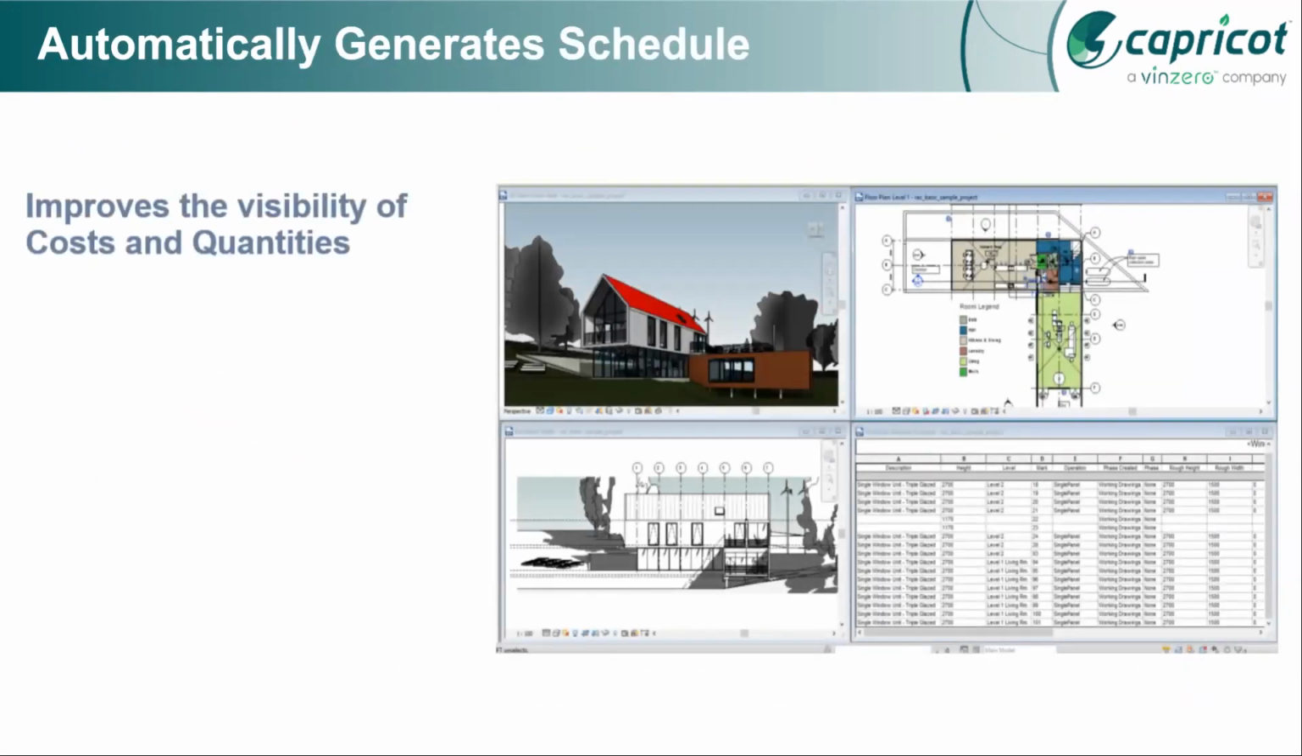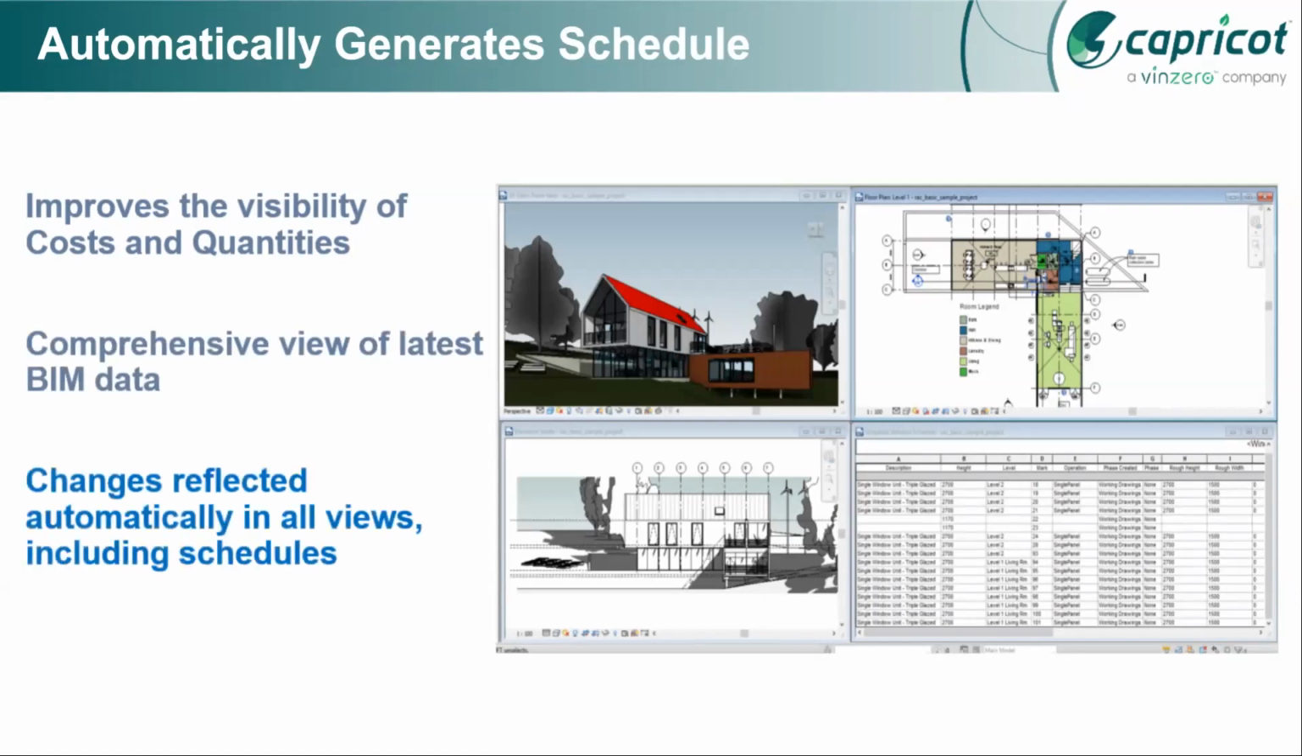As we generate the schedules automatically, it improves the visibility of cost and quantities. It is the comprehensive view of the latest BIM data that we have developed in our model. The changes are reflected automatically in all views, including the schedules. Suppose there's a column that you have to remove, it would be instantly removed from the schedule as well. You don't need to update the schedule again and again. All the changes reflected in the model will also be updated in the schedule.